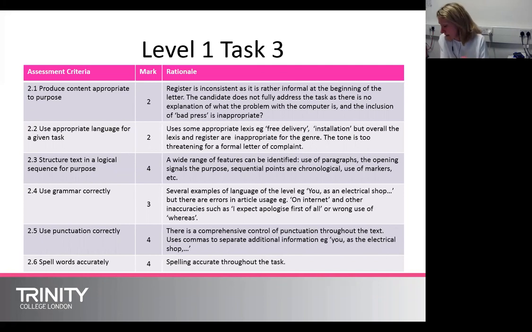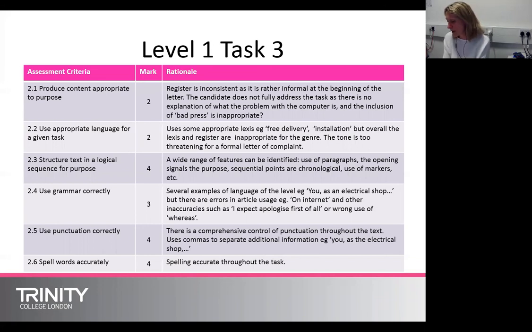So the candidate has demonstrated one or two examples. These are not used consistently, and therefore 2 is awarded in this case. Task 4 at level 1, the candidate is asked to write an email to a friend and explain the problem and suggest a place to meet. Now, in this task, we're only looking at 2 assessment criteria.